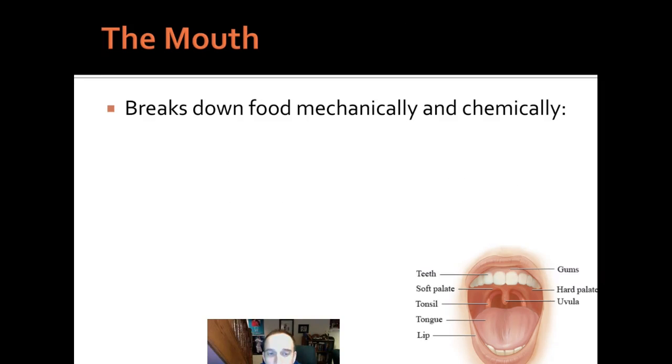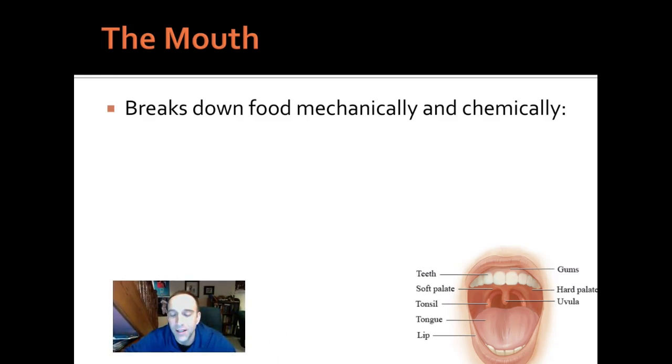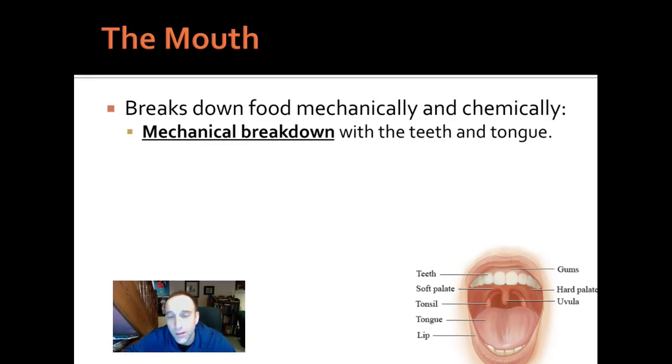Digestion begins in the mouth. Food is broken down mechanically and chemically. Mechanical digestion is when we work food over like a machine. Our teeth and tongue are examples of mechanical digestion.